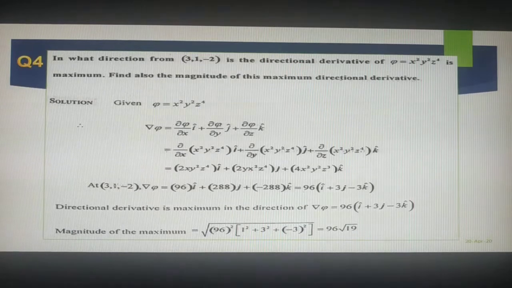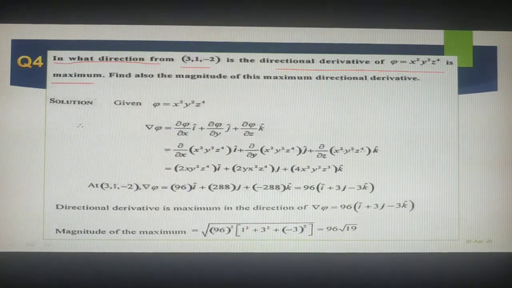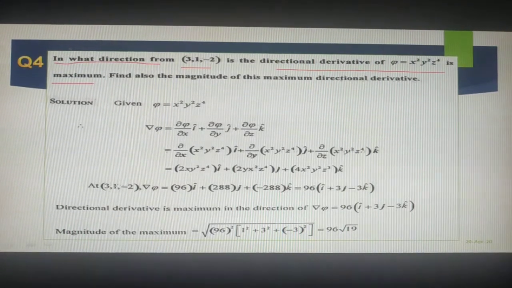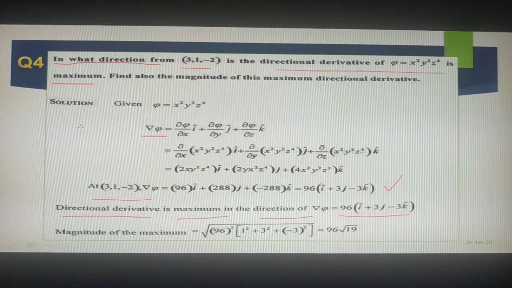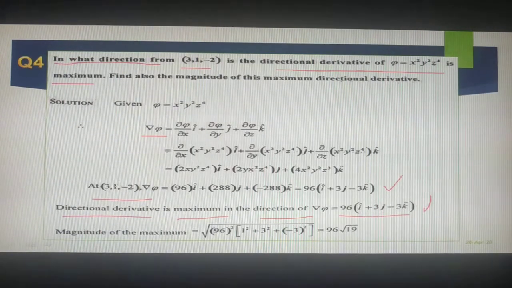Right, here you see one more problem. In what direction from this point is the directional derivative of this function maximum? When will you get the maximum? When you find del pi. Okay, so del pi at this point is some vector. So therefore the directional derivative is maximum in the direction of del pi, which is simply that vector, isn't it?